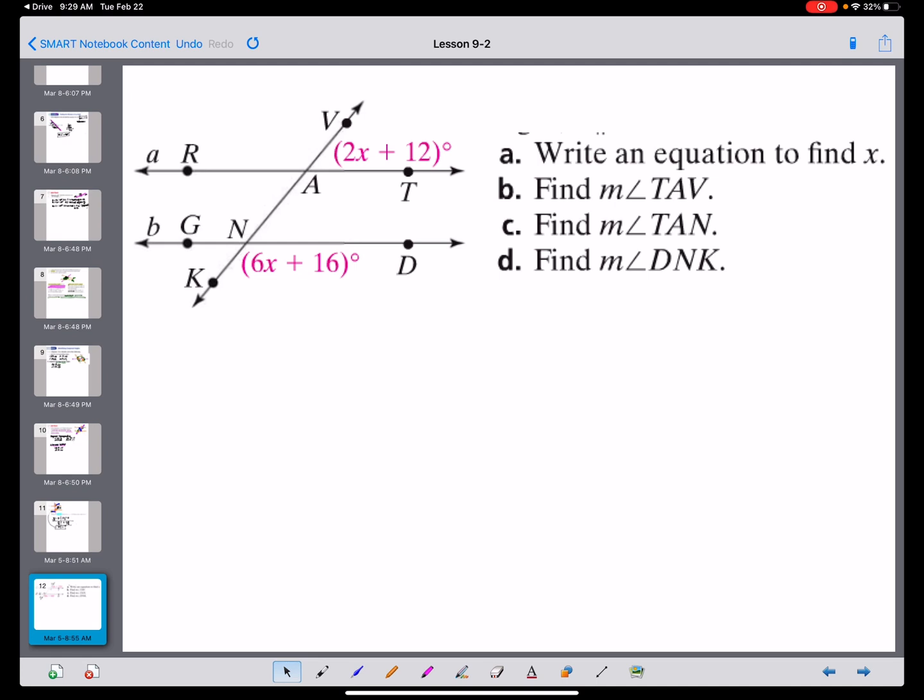All right, so let's give this one a try. I want you to pause the video to try to find an equation to find the value of x. Once you've found the value of x, substitute it into the expressions to give me the measure of angle TAV, the measure of TAN, and the measure of angle DNK. Continue the video when you're ready to compare your answers to mine.